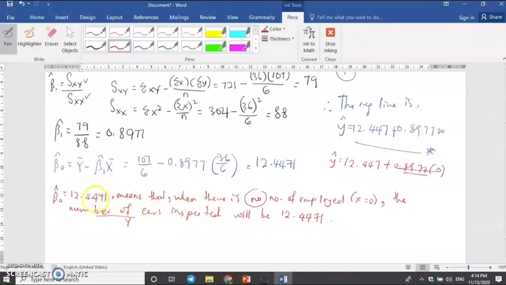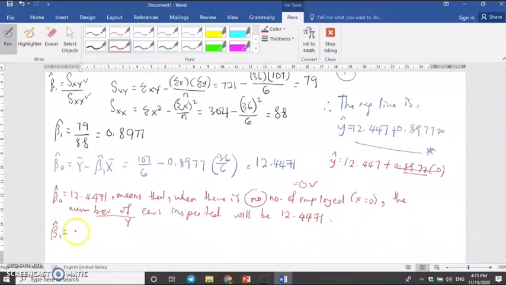In terms of this, it is fixed, you will do it like this: 12.4471 or whatever the value, means that when x is equal to 0, or you can say no number of employed when the price is equal to 0, or whatever is equal to 0, it must be 0 here, it is fixed in this part. The number of cars, meaning the y, whatever your y is, tell it here, will be our value, which is 12.4471 for this example. Okay, so that is the way to explain beta naught, and then we move to beta 1.